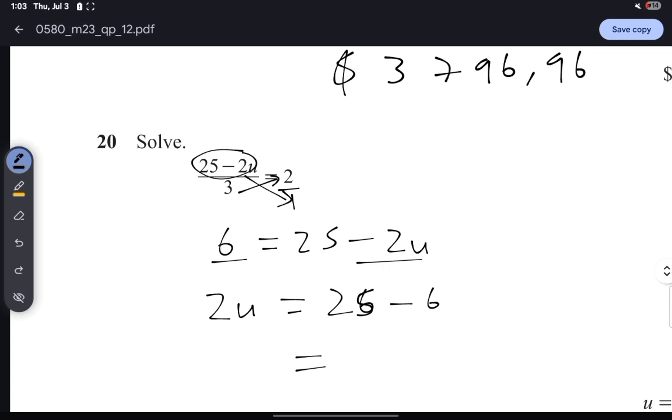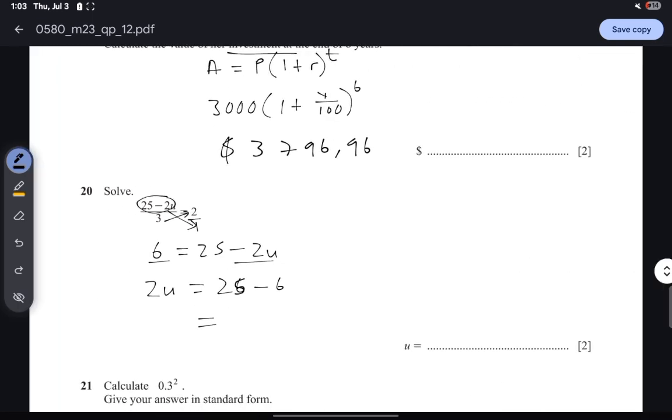So this is going to give us 25 minus 6, which is going to be what? 19. Then 2u. So for us to get our u, we divide both sides by 2. So u is equal to 19 over 2.